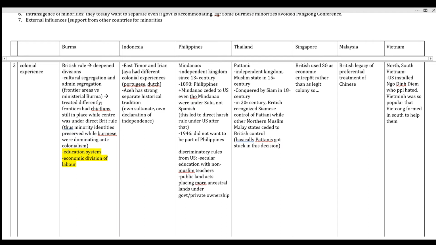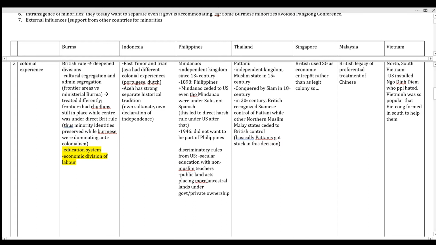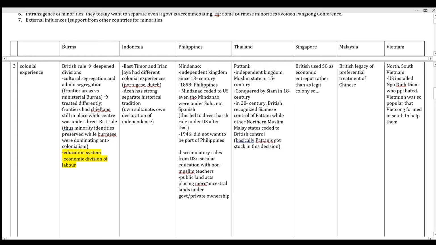rule. And once the Philippines became independent, they also did not want to be part of the Philippines because they were like, why did you trouble us? We were just peacefully being an independent kingdom, and you basically forced us to be part of you, kind of. And also the US had certain discriminatory rules, even though the US was a little bit nicer compared to the British and Dutch and all that. They were still pretty discriminatory, especially with regards to Mindanao.